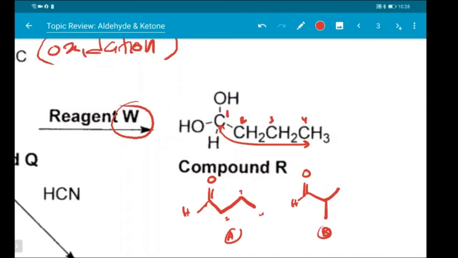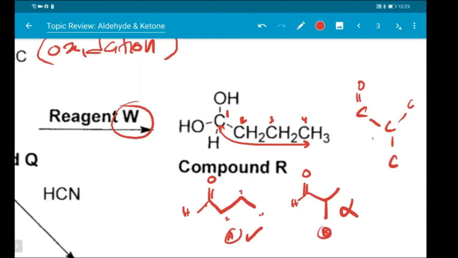So daripada compound R ni, we can decide that it is definitely A. Pasal apa? Pasal compound R menghasilkan a straight chain compared to B. B dia ada cabang. Kalau kita nak lukis B kat sini, dia jadi macam ni. C, 1, 2, C, betul cabang macam ni. C kat situ. So dia akan jadi begini. So ini ada cabang. So yang B ni adalah salah.